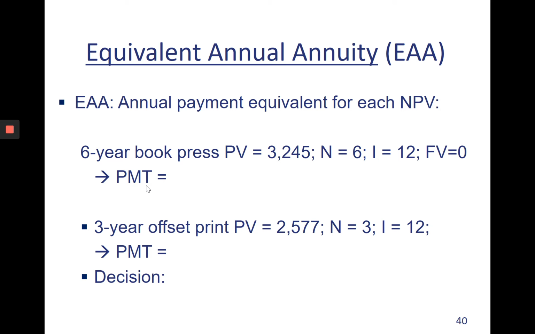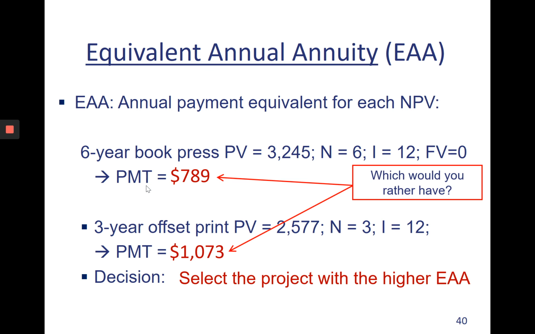This payment can be calculated with your calculator, and we do the same thing for the 3-year offset printer. The present value is 2,577. The number of years is 3, and the interest is 12%, and we calculate the payment. These numbers are respectively 789 and 1,073. So our decision is to select the project with the higher EAA. 1,073 is a better choice. Notice that both methods give us the same answer.